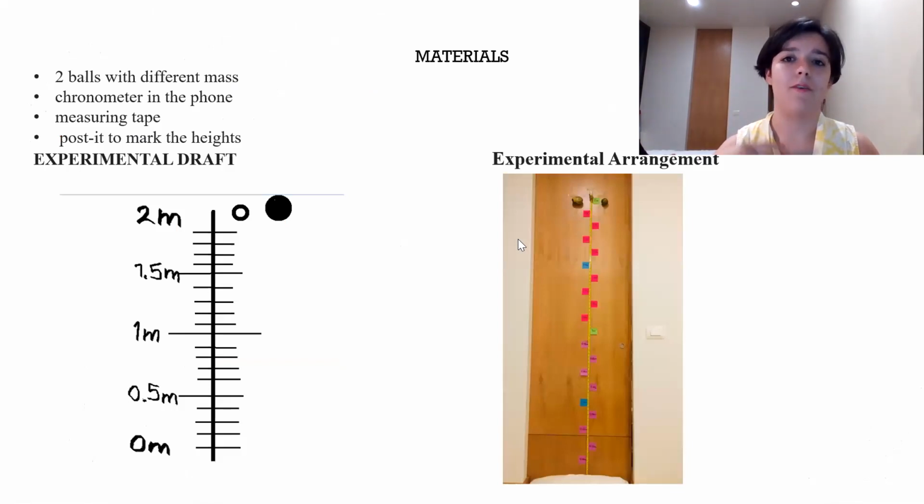And of course, we have our control variables, that are the mass of the two objects that we are going to use for this project. And materials: we use two balls of different mass in order to see which will fall in less time. We use a chronometer, the one that is in the phones, a measuring tape, and a post-it to mark every single height.